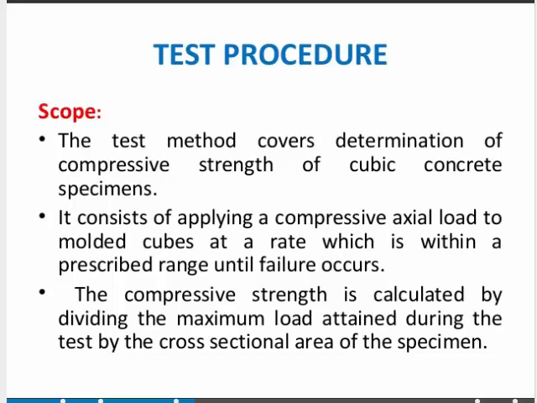Now the procedure includes, first of all, the scope. The test method covers determination of compressive strength, obviously of the cube. It consists of applying a compressive axial load to molded cubes at a rate within a prescribed range until failure occurs. The compressive strength is calculated by dividing the maximum load attained during the test by the cross-sectional area of the specimen. So this is the scope.